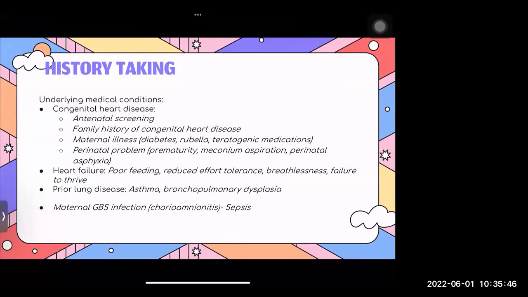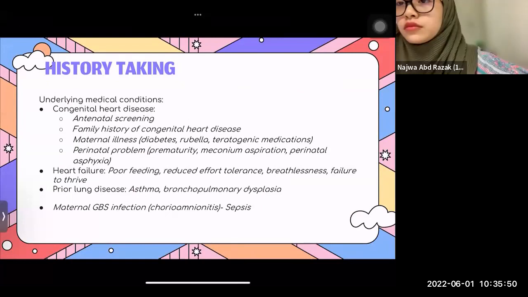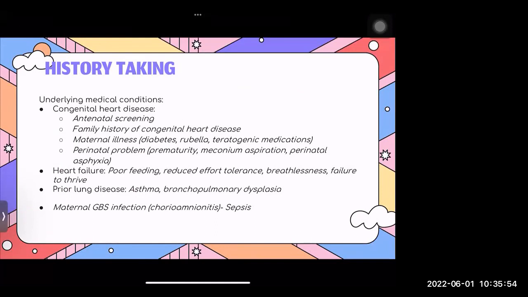If you think it's a congenital heart problem, then obviously maternal diabetes is important. Any evidence that would suggest a torch infection during the antenatal period. GBS infection, early neonatal sepsis within the first month of life. Next.